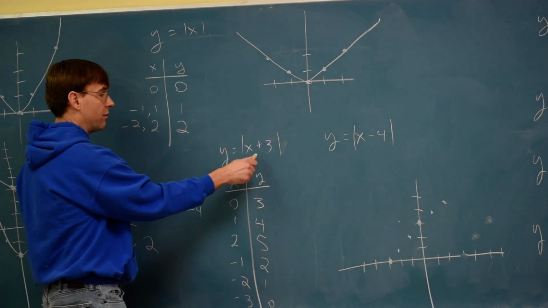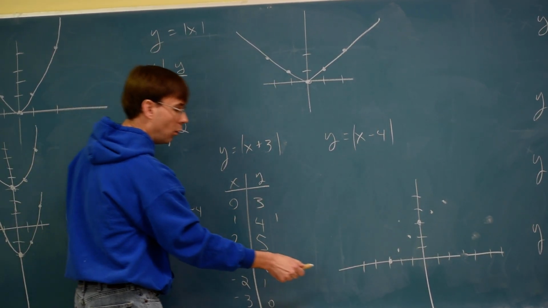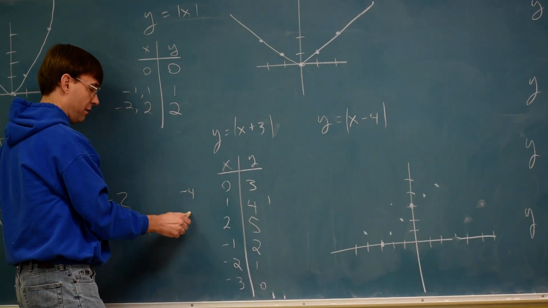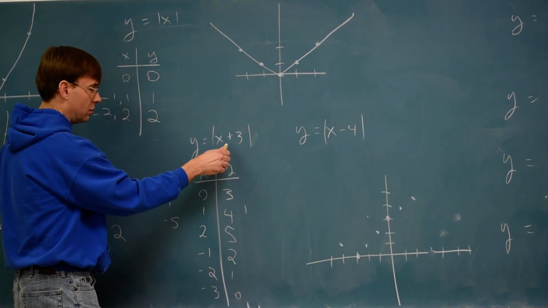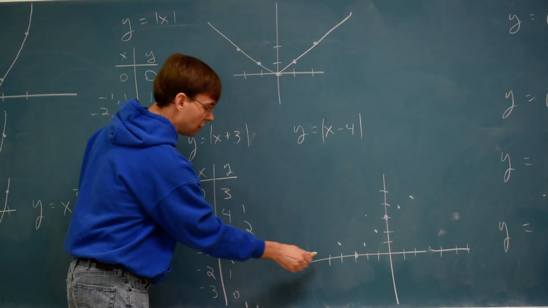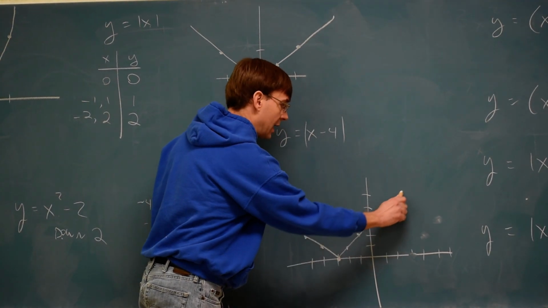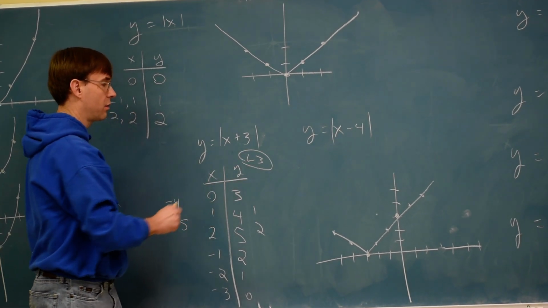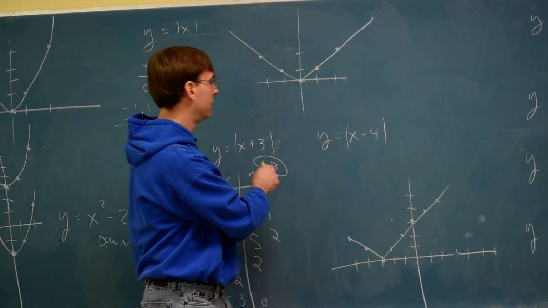If I put in -4 and add 3, that's -1, but the bars make it 1. And finally, we're bouncing back up, and maybe we have a V. -5 adds 3 to get -2. The bars make it 2. And yes, we have a V. I never want to do a table that long again. What I want to do is take note that I just went left 3 squares. If we're adding 3 inside, we're going left 3.